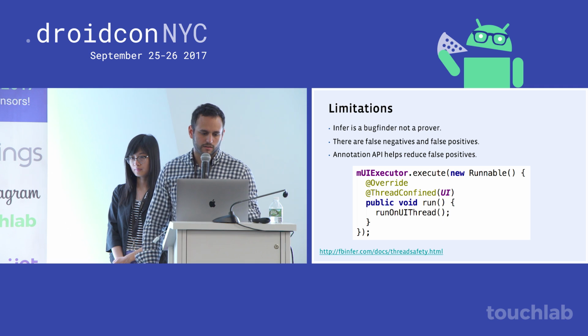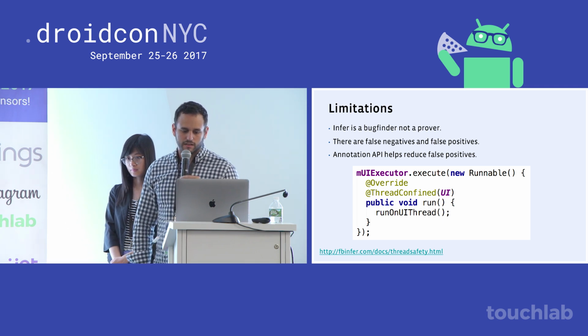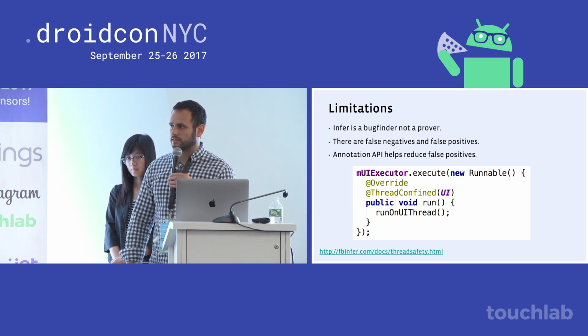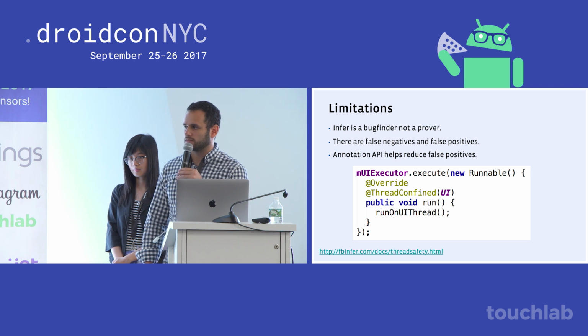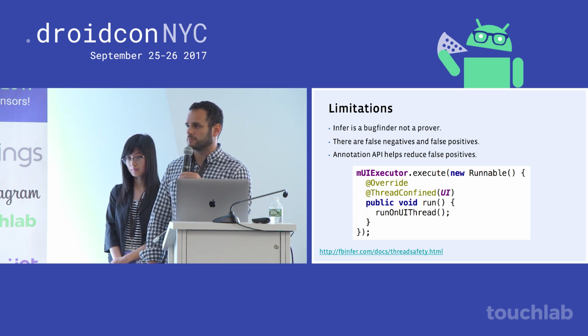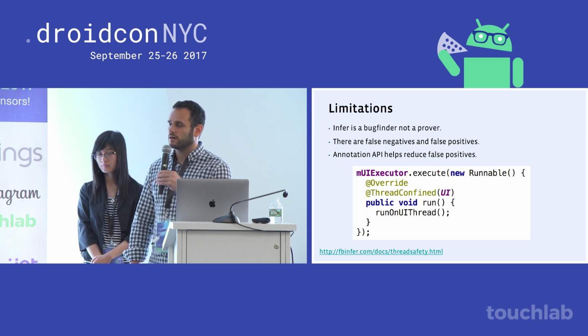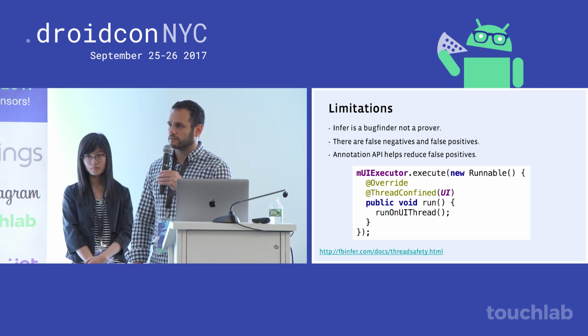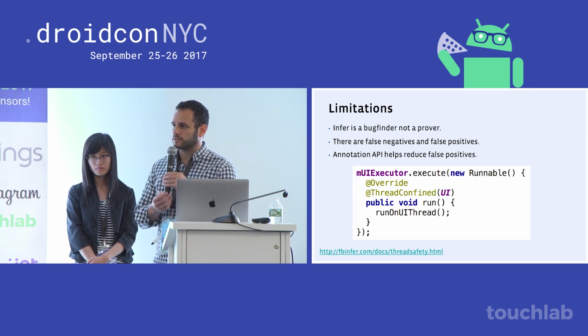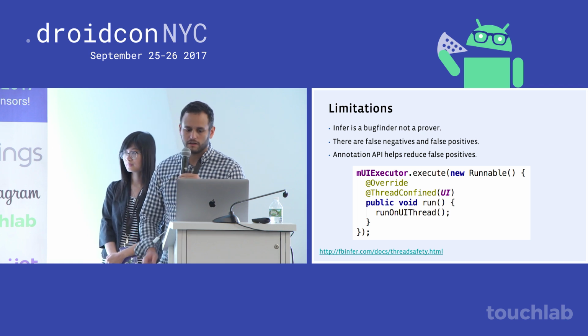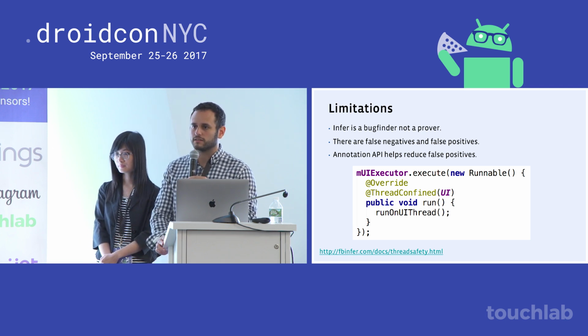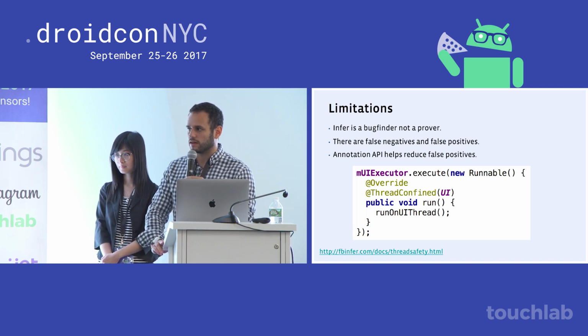So to help with the false positives, we have an annotation API that can feed assumptions into the analysis. So in this case, the method run is being executed on a UI executor, so we know it's only ever going to be running on the UI thread. So it gets annotated with that thread confined, and that will tell Infer not to assume that it's being called on any thread.